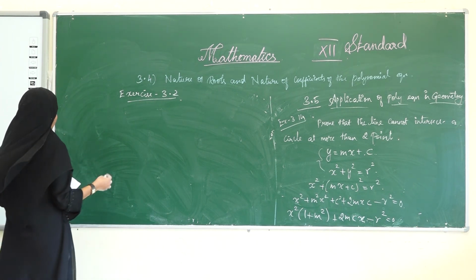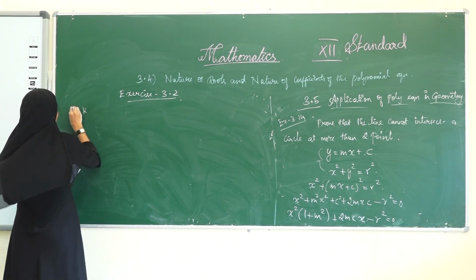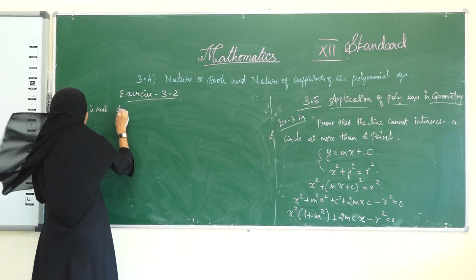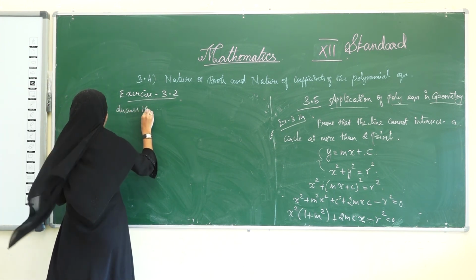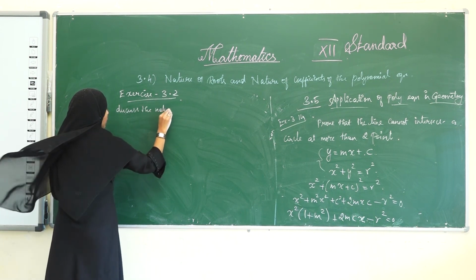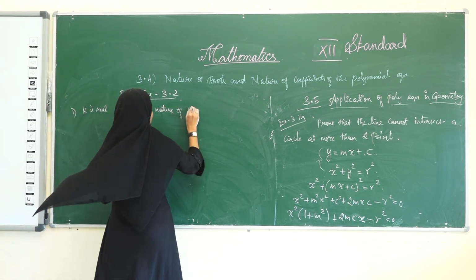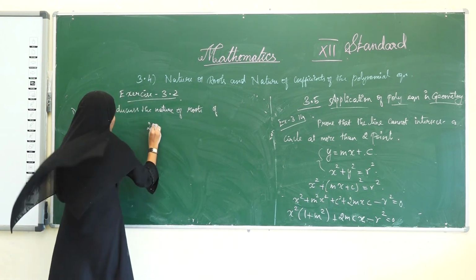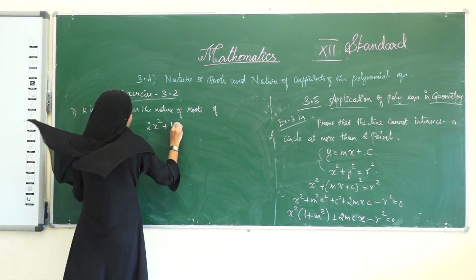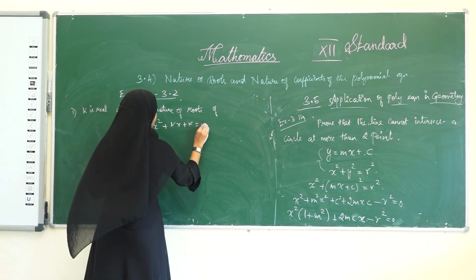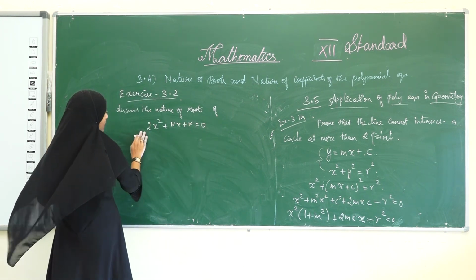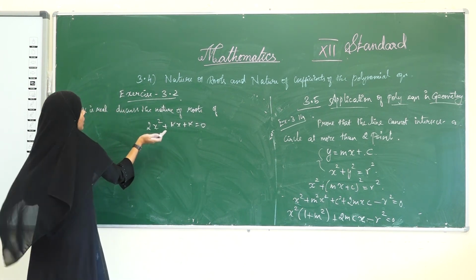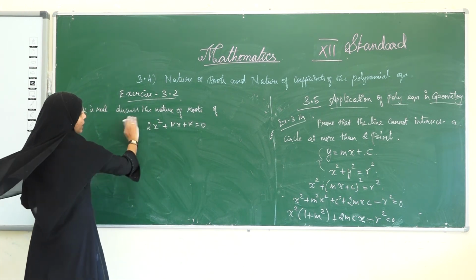The first question: if k is real, we have to discuss the nature of roots of the polynomial equation 2x square plus kx plus k equal to 0. They have given a polynomial equation. This polynomial equation is of degree 2, therefore it is a quadratic equation. For this we have to discuss the nature of the roots.